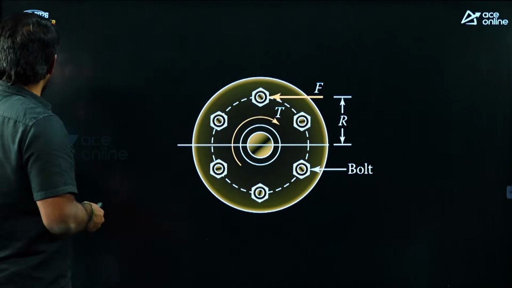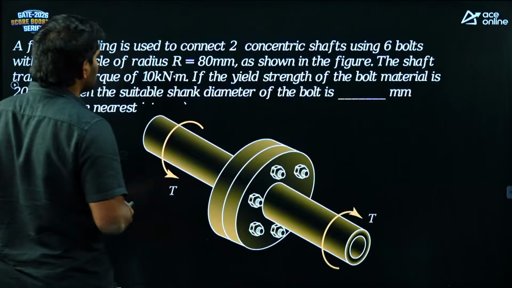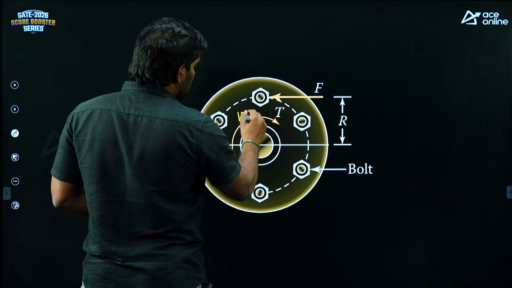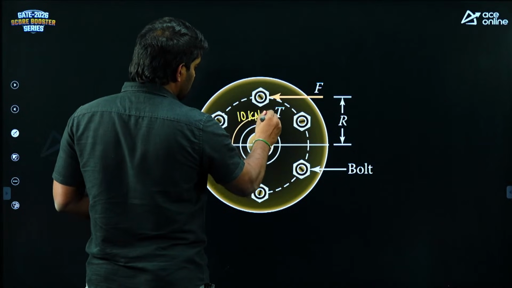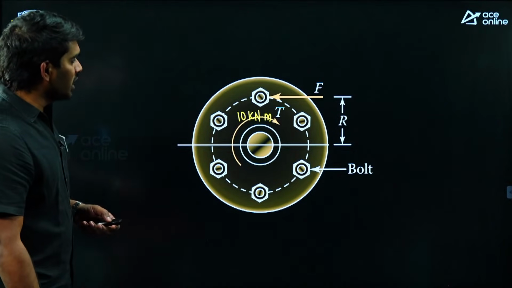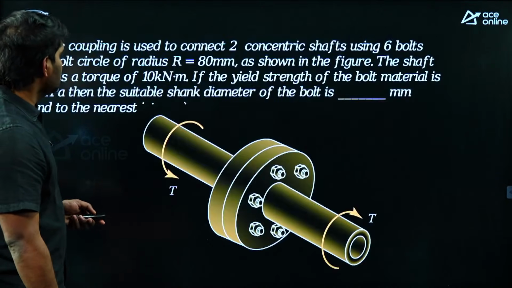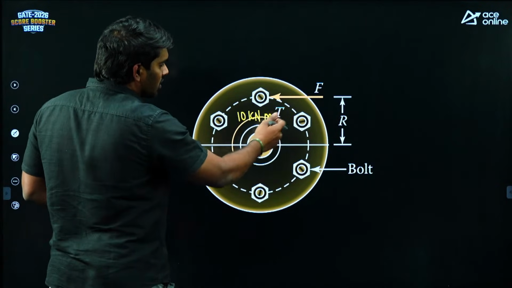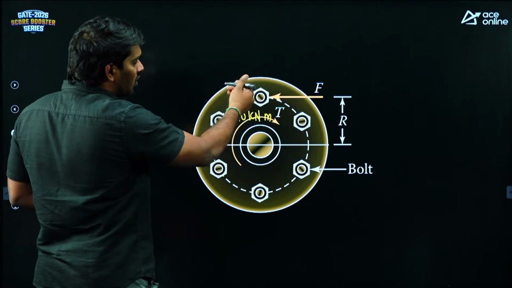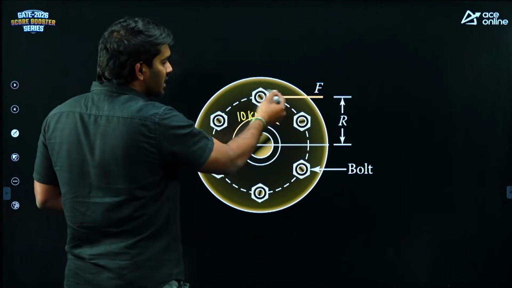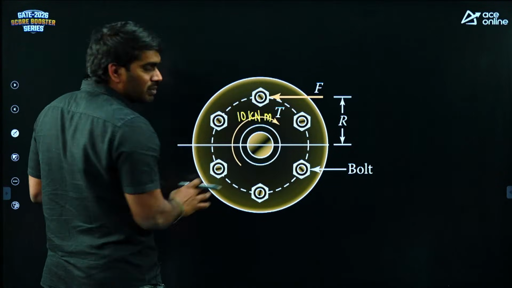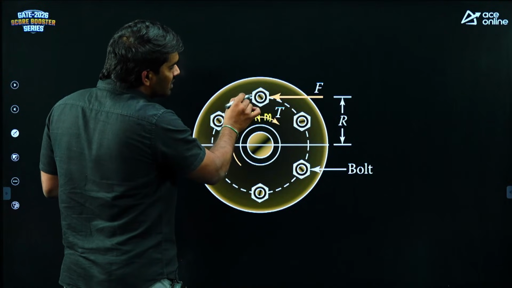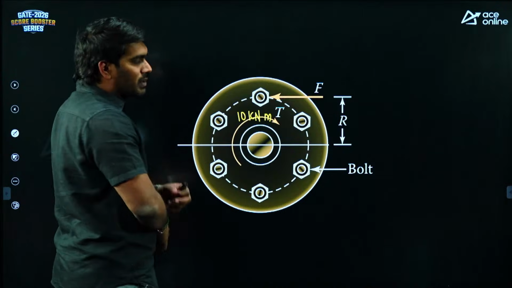How much is the torque which is applied? The torque which is applied is 10 kilonewton meter. Now we need to identify the shank diameter. Observe here carefully. If this is the action, obviously some resistance is coming on the bolt. This is the reaction which is exerted by the bolt on the member. As you are trying to rotate, the bolt is exerting some load on it, so the reaction is coming in the backward direction.